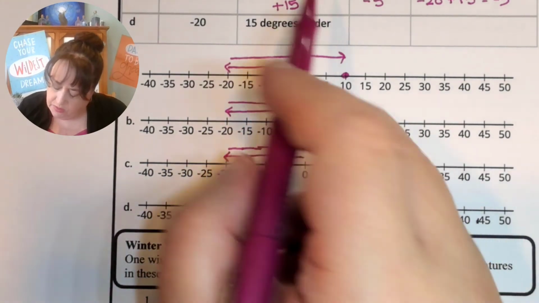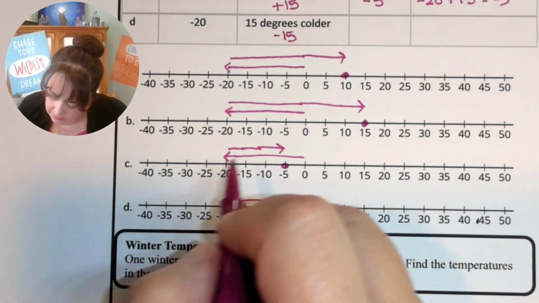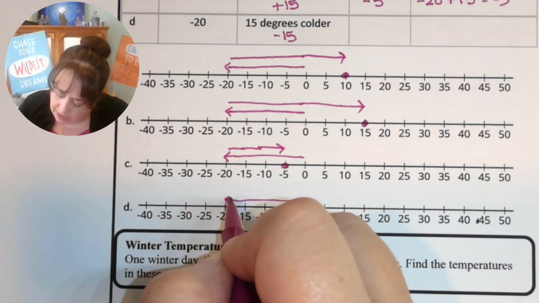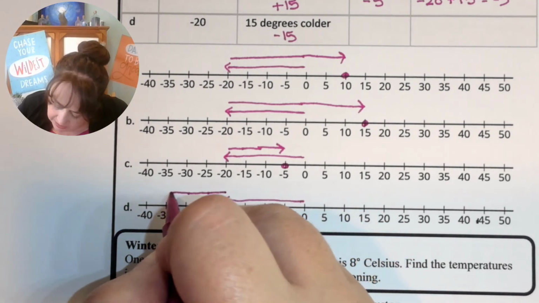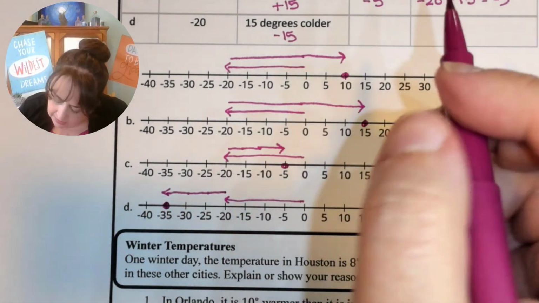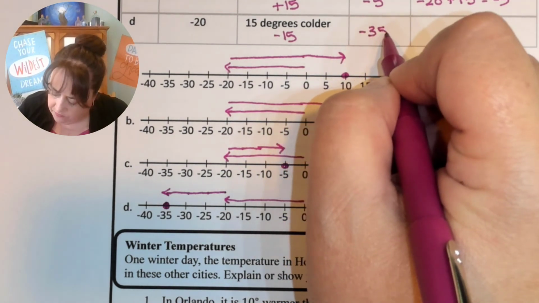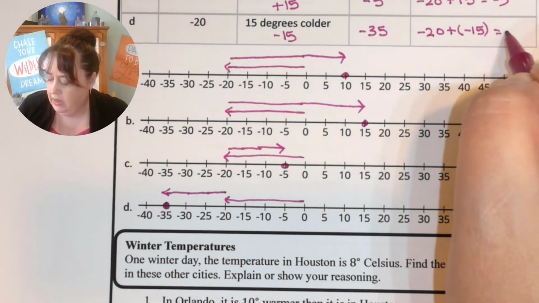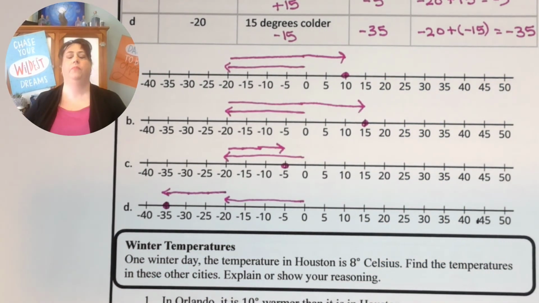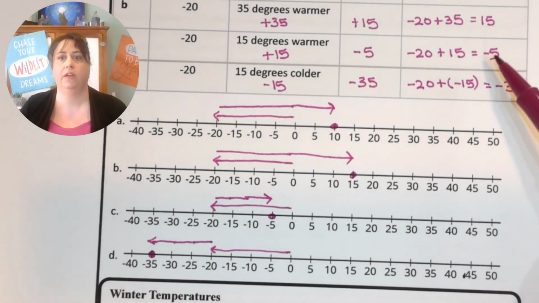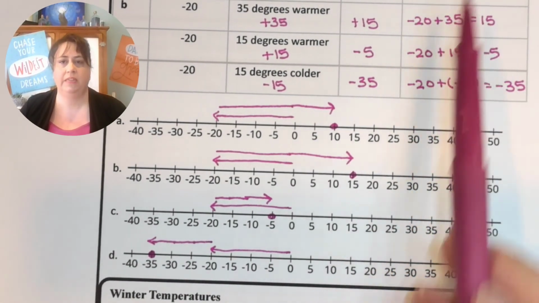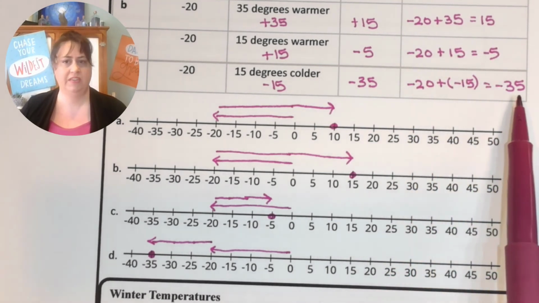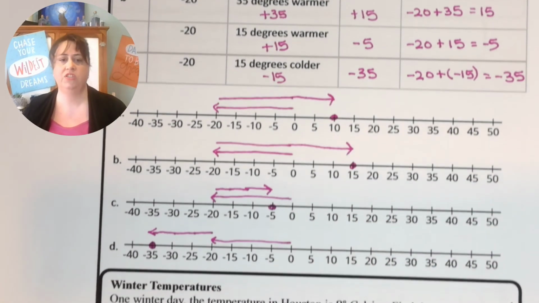And then negative 20 and it got 15 degrees colder, so negative 15. Oh, look at that. It has to get colder. That's going to be moving back to the left because it got colder. So 5, 10, 15. And that ended at negative 35. So negative 20 plus a negative 15 equals negative 35. I'm hoping you're starting to see a pattern here with how 20 and 30 relate to 10, and 20 and 35 to 15, and 20 and 15 to 5, and 20 and 15 to 35. Hopefully you can start seeing a pattern.